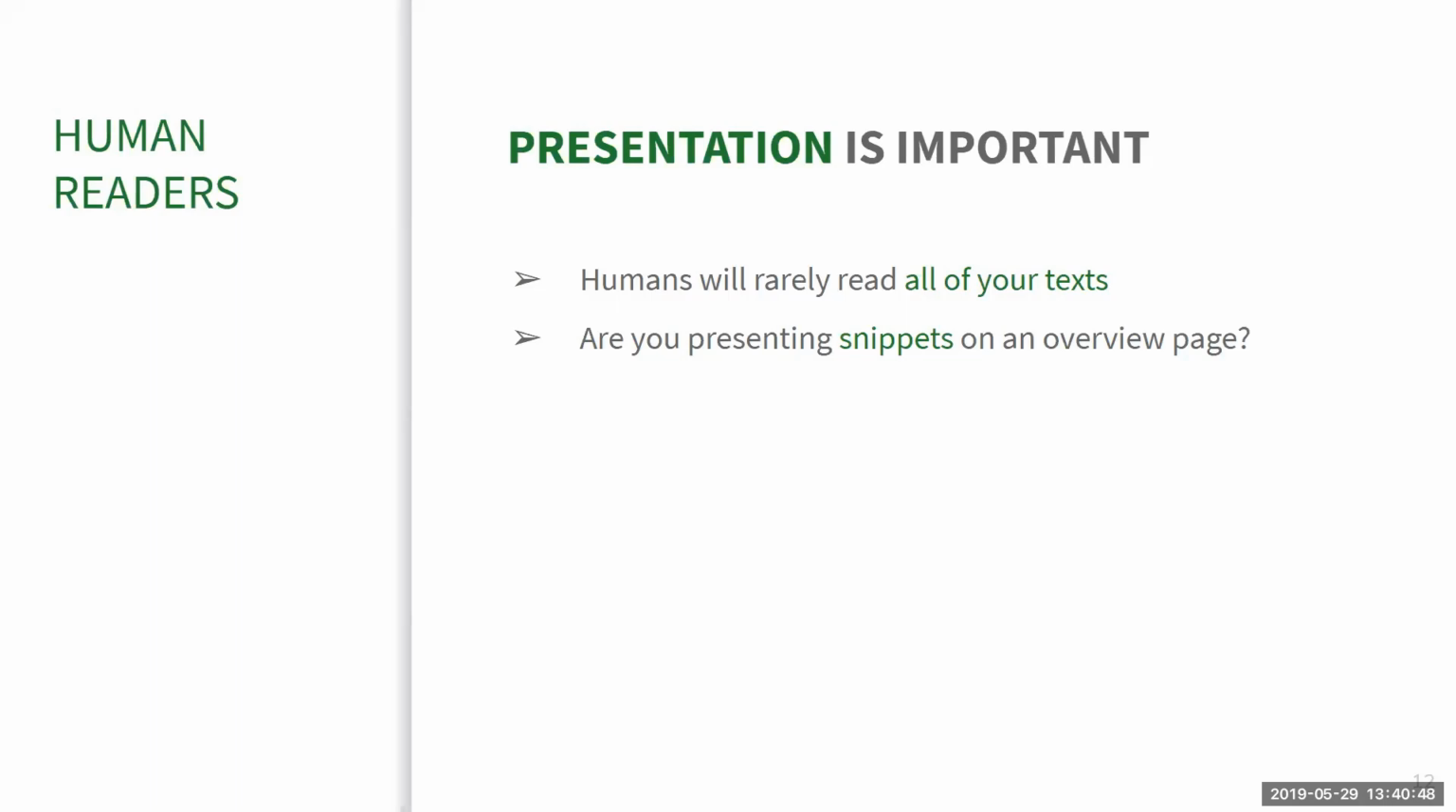But the second you start showing several snippets of text next to each other, for example, the first 3 lines or the first sentence of a product description is listed on an overview page, you should also really focus on making those few lines very unique between each other.